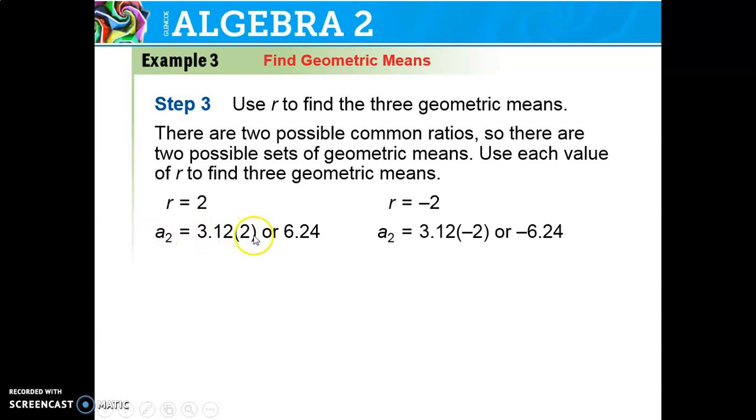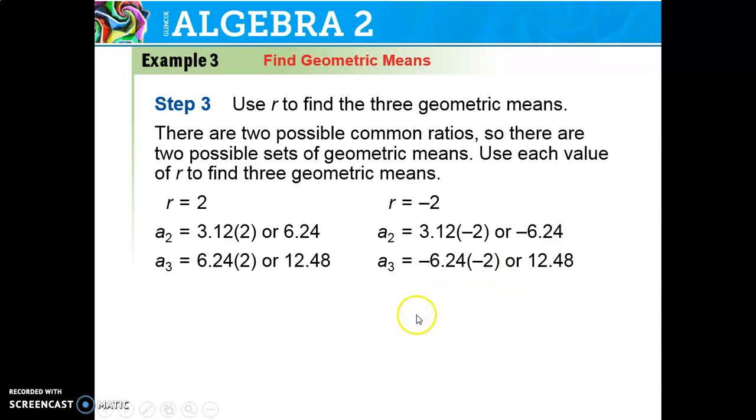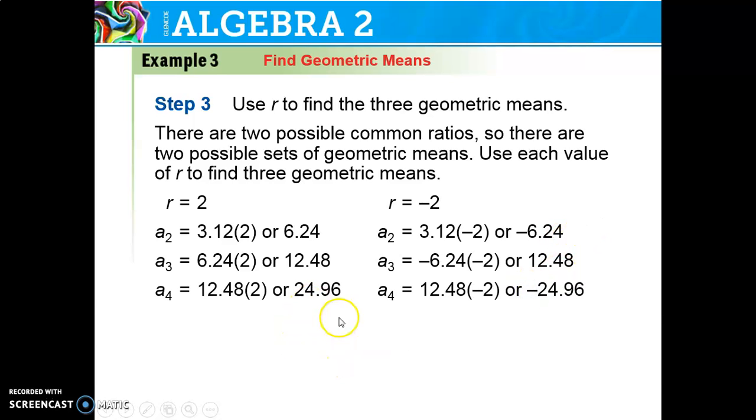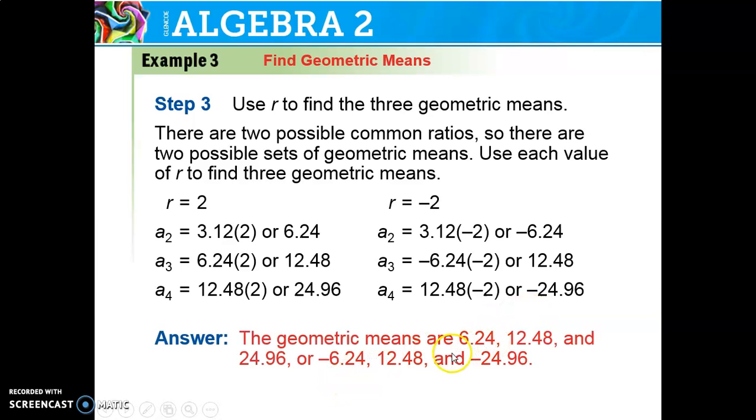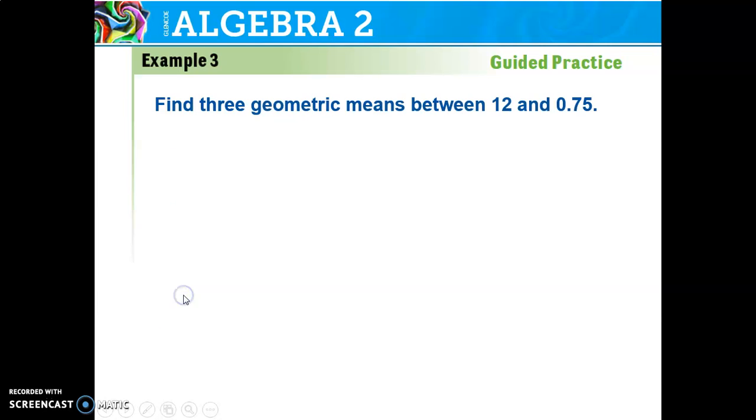The second term would be 6.24 if we're using positive 2, negative 6.24 if we're using negative 2, 12.48 with positive 2, 12.48 with negative 2, 24.96 or negative 24.96. So those are the three geometric means: 6.24, 12.48, and 24.96, or negative 6.24, 12.48, and negative 24.96.